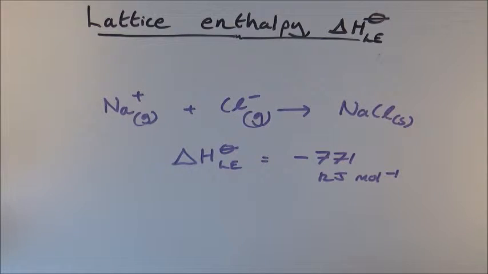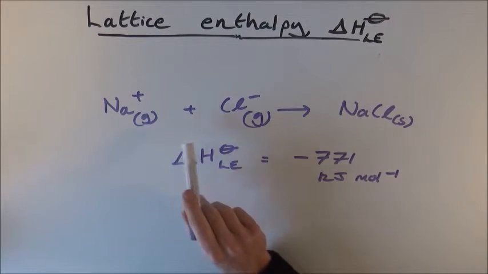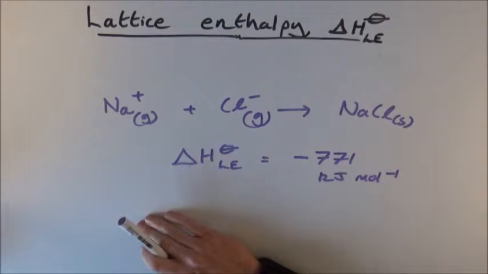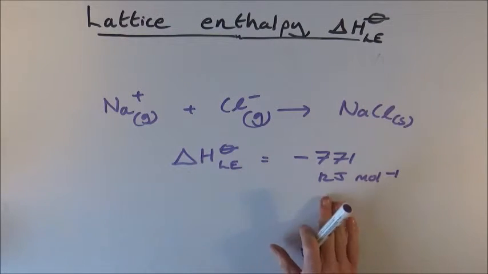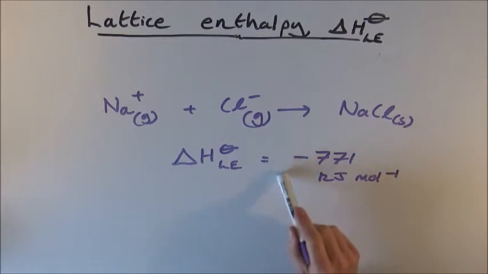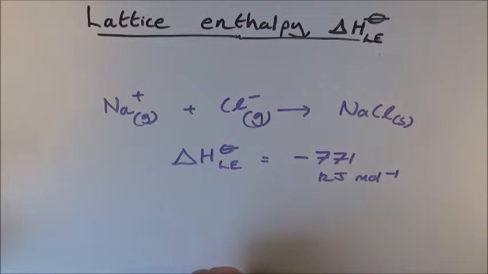Now, before we look at the use of enthalpy cycles, the Born-Haber cycles, to calculate these, because obviously you cannot obtain these values by doing experiments, you have to use Hess's law with a Born-Haber cycle, I'm just going to talk a little bit about how the size of these lattice enthalpies differs for different compounds. First of all, they're always negative. Lattice enthalpy changes are always negative.